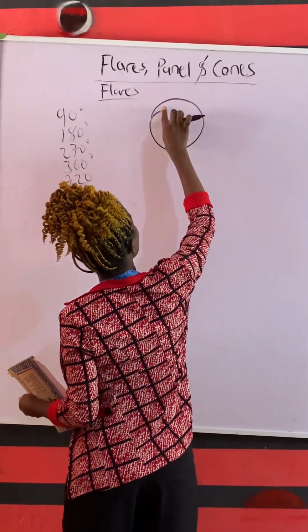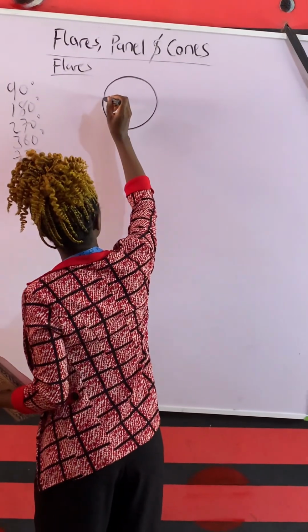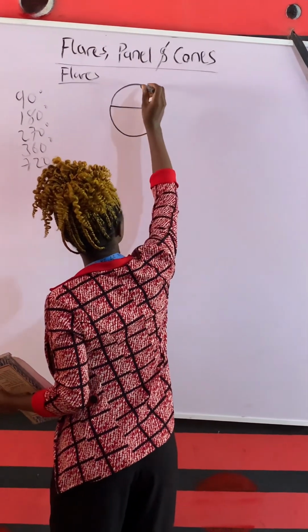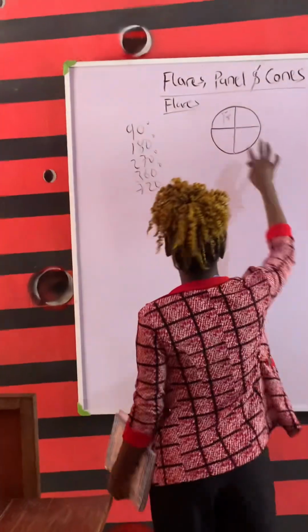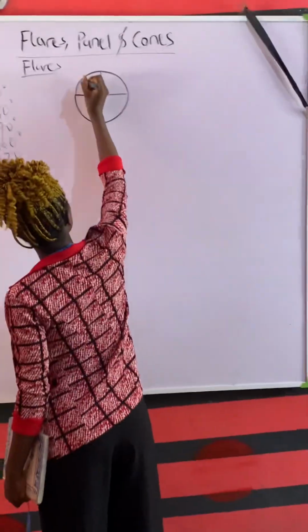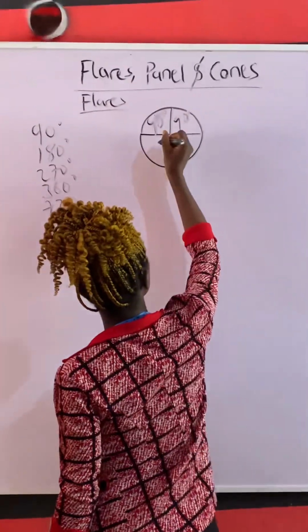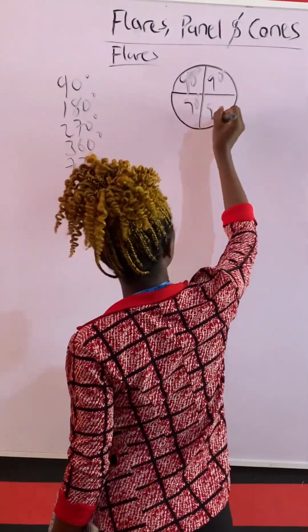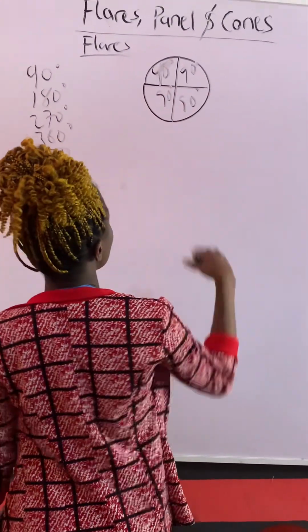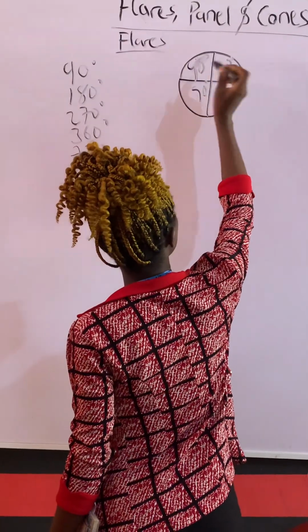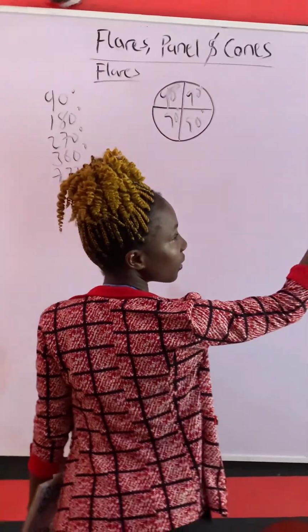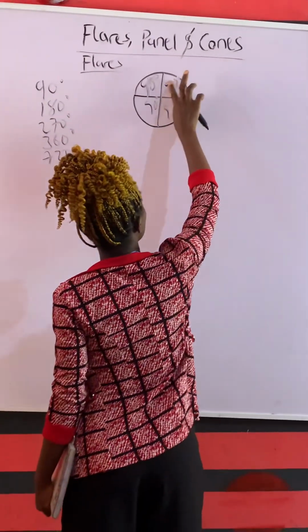Now we divide it into 4. So now each of these parts is 90 degrees. That is a quarter of a circle. So now if we add 90 plus 90, we get 180. That is how we have this 180.